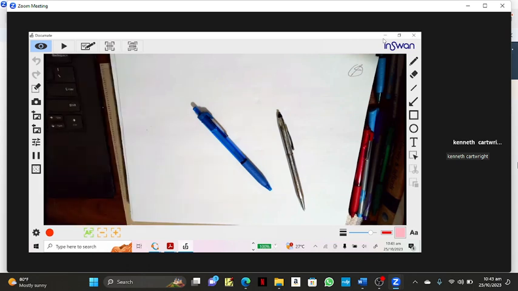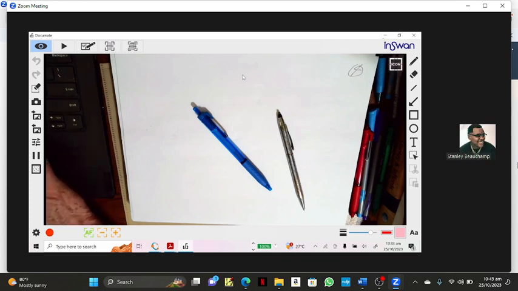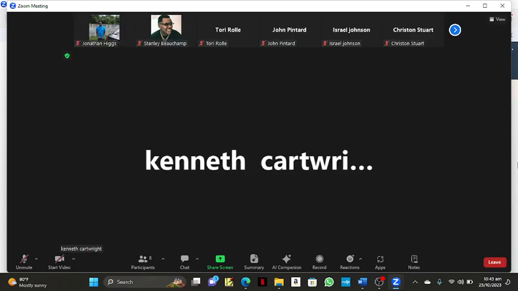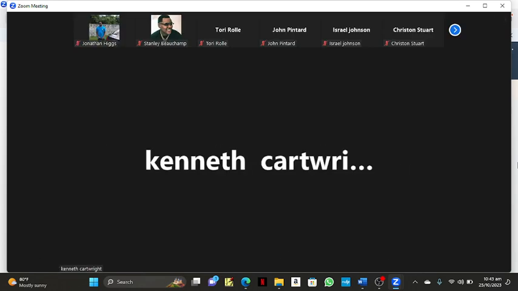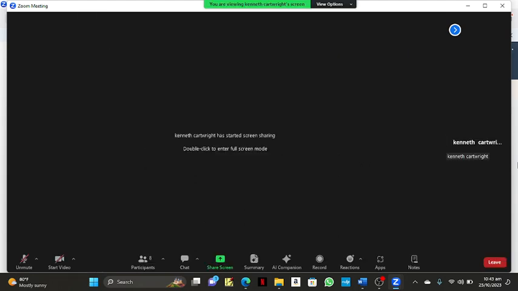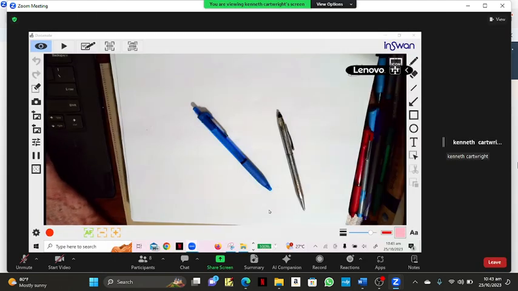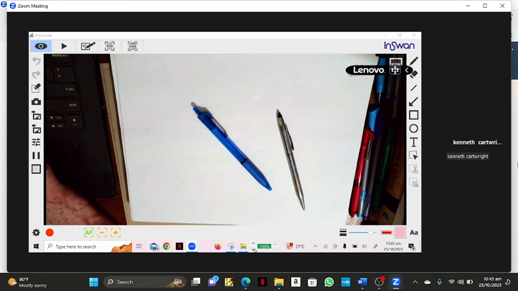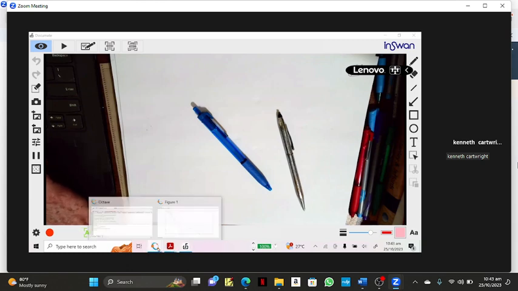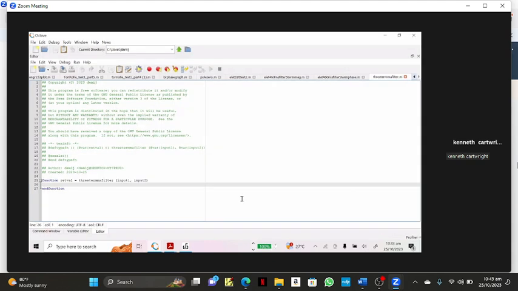So what's on the x-axis? Are you sharing your screen? I thought it was. What's on the x-axis? So what is on your x-axis?